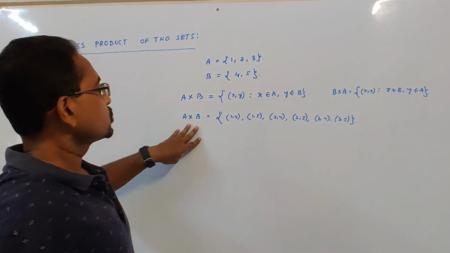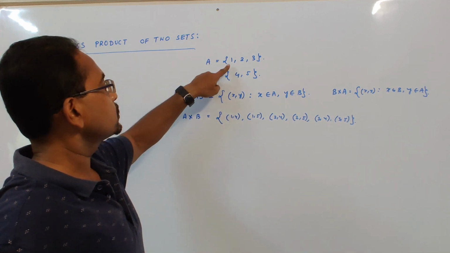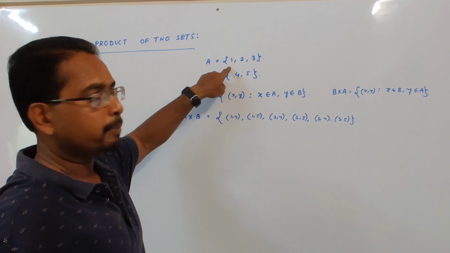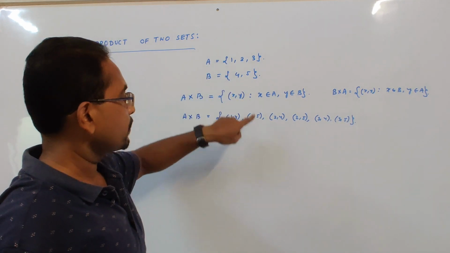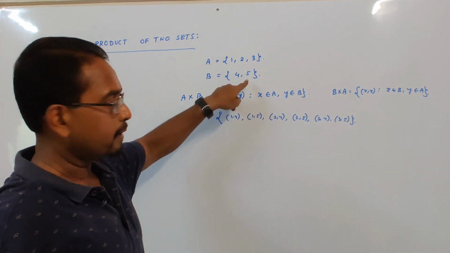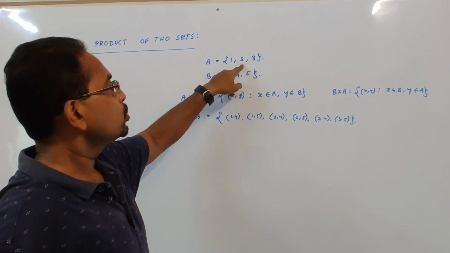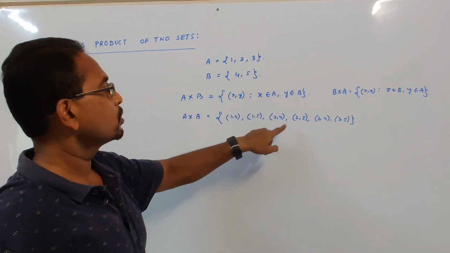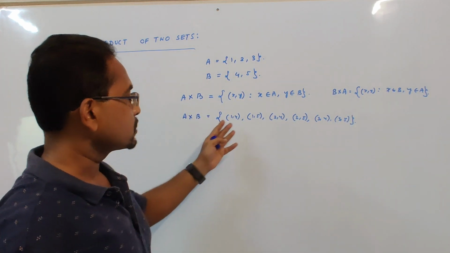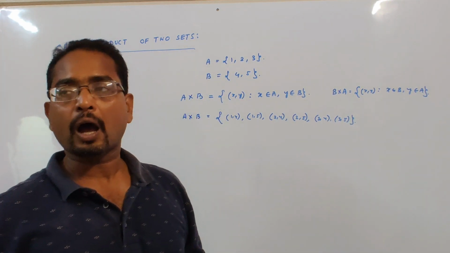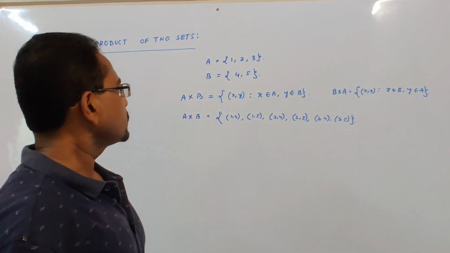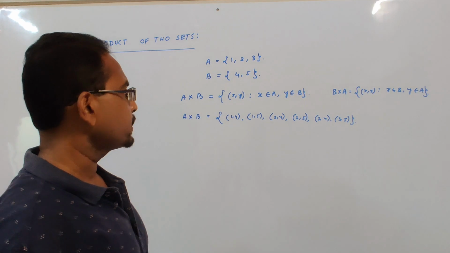To make the set A cross B, I have taken the element 1 from set A and I am going to make the ordered pairs with B's elements. I have taken first 4, so I have written 1, 4, then 1 is getting paired with 5, so 1, 5. Then I have taken 2 from A and the ordered pairs will be 2, 4, 2, 5, 3, 4, 3, 5. So A cross B is a set in which the elements are ordered pairs. So this is what the cross product of two sets is.